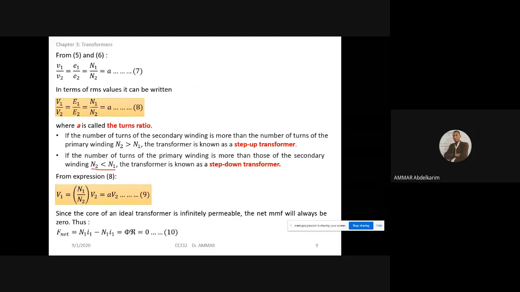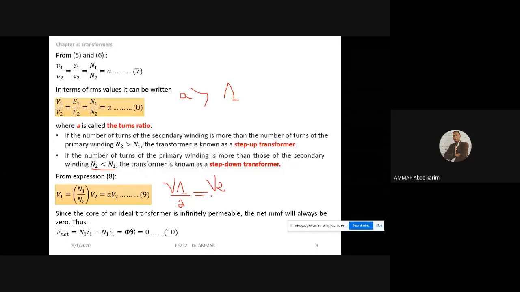So if n2 is less than n1, A is more than 1. We don't know the exact value, or maybe you can assume it. You can replace A by any value and you will get it. So if A is more than 1, V1 over A equals V2. If we divide V1 by a value more than 1, the result will be less than V1.